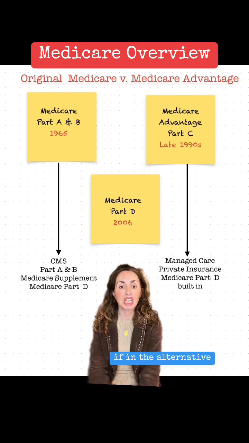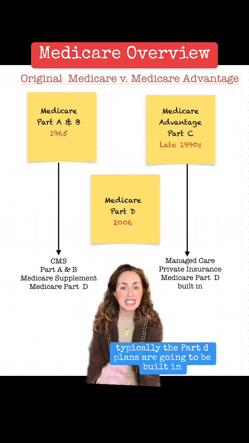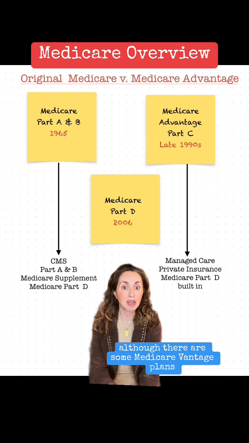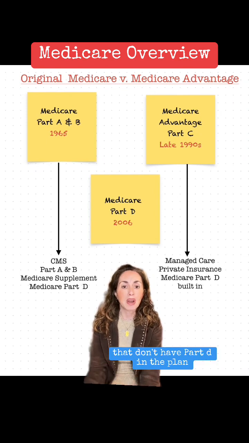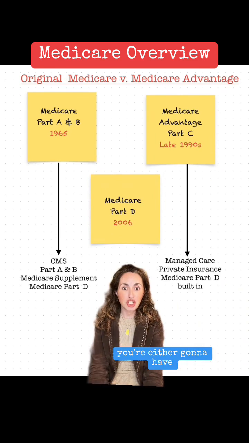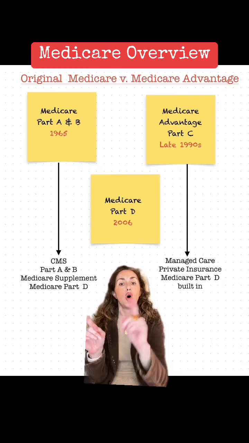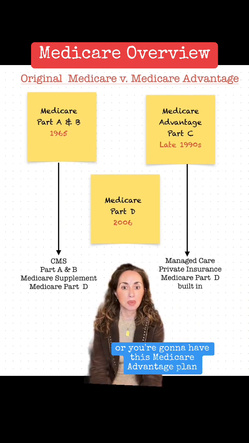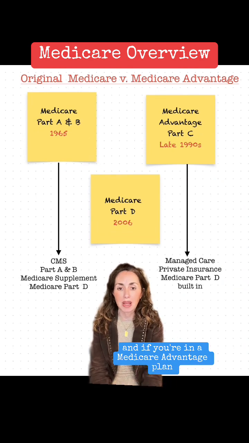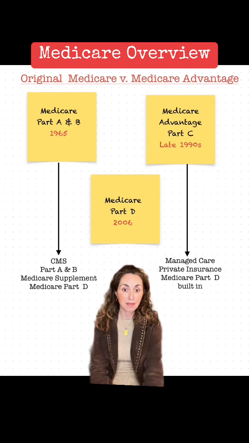If in the alternative you go with Medicare Part C or Medicare Advantage, typically the Part D plans are going to be built in, although there are some Medicare Advantage plans that don't have Part D in the plan. So basically, you're either going to have a Medicare supplement that fills in the dollar gaps of Original Medicare, or you're going to have this Medicare Advantage plan. And if you're in a Medicare Advantage plan, you do not get a Medicare supplement policy.